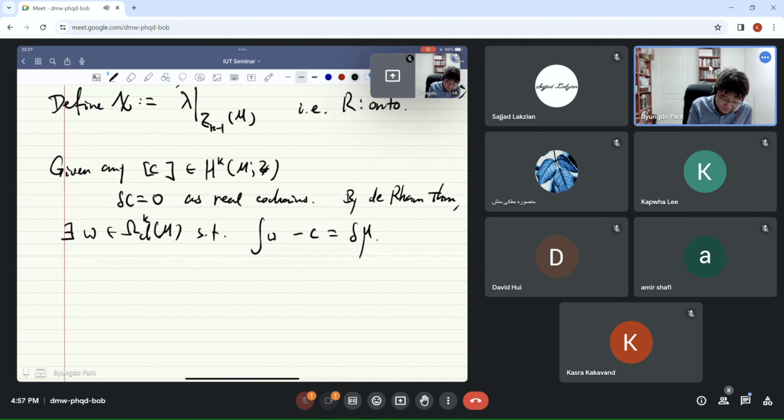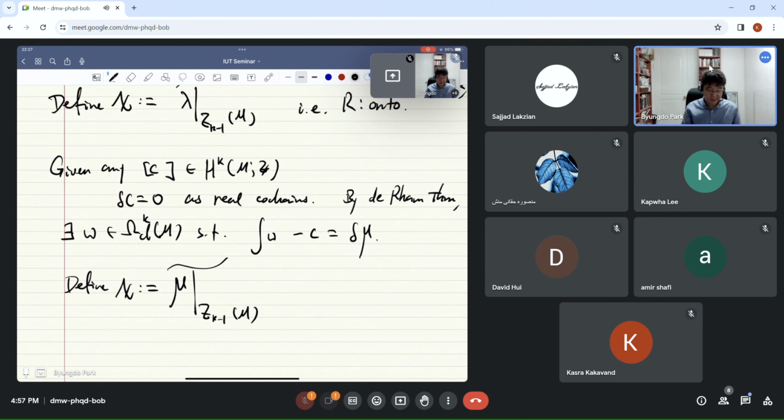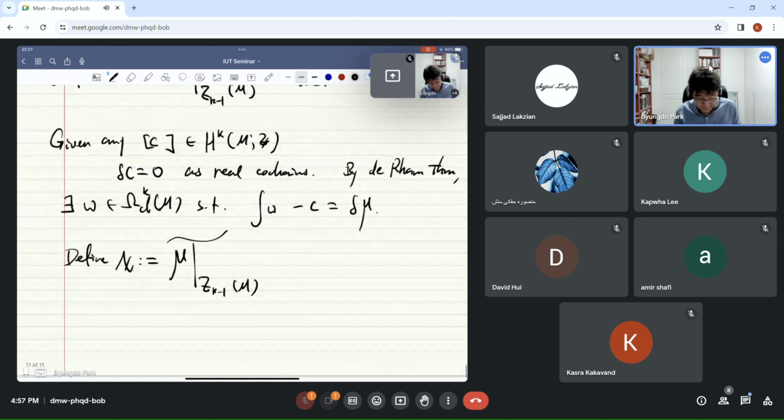Okay, so then define chi to be this mu restricted to degree k minus 1 cycles modulo integers. So then that's the pre-image of this cohomology class in the integral cohomology class. So I is onto.